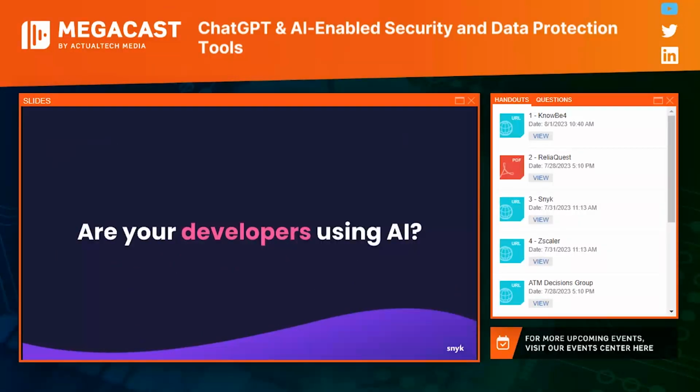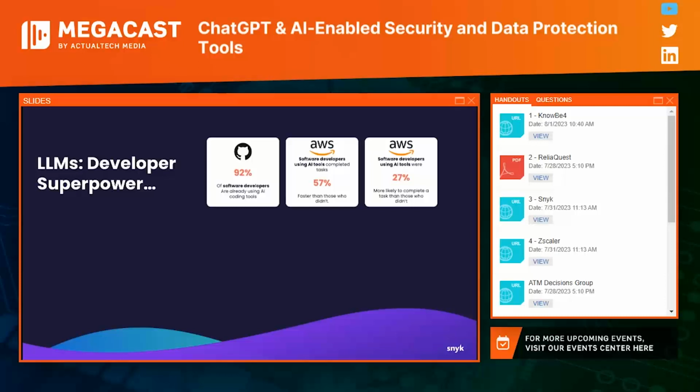So the first question is, are your developers using AI? Some of you may be wondering this, some of you may already know the answer. And the answer is probably. Today, over 92% of software developers are already using AI coding tools, according to a study done by GitHub. The reason they're doing that is because it's giving them a productivity superpower. They're able to do things faster than they were without AI tools.